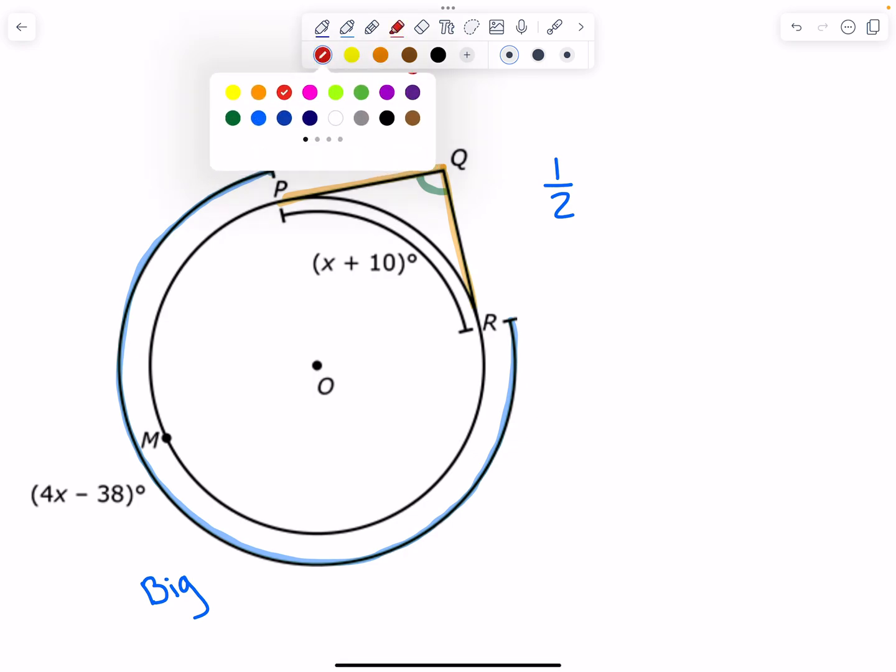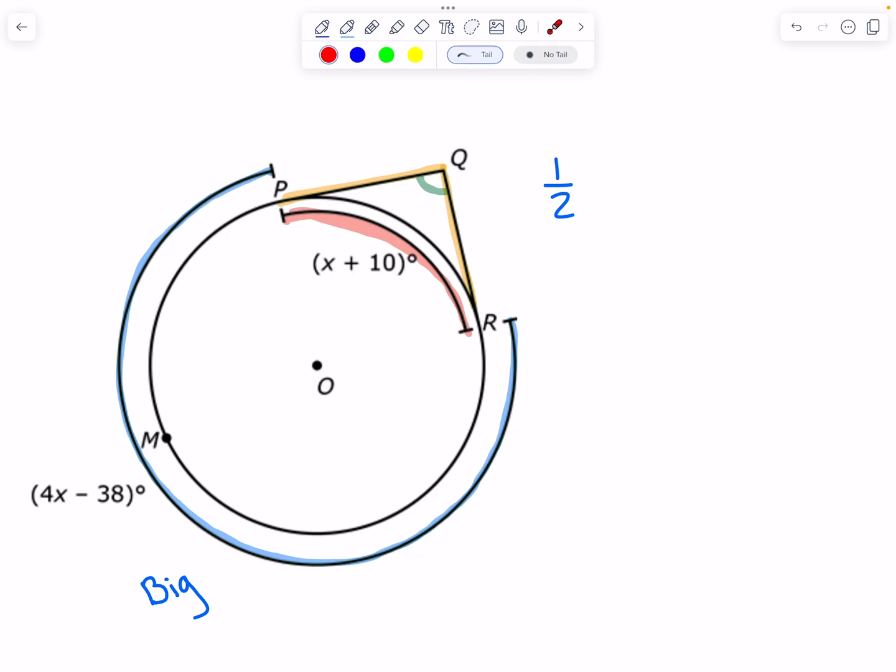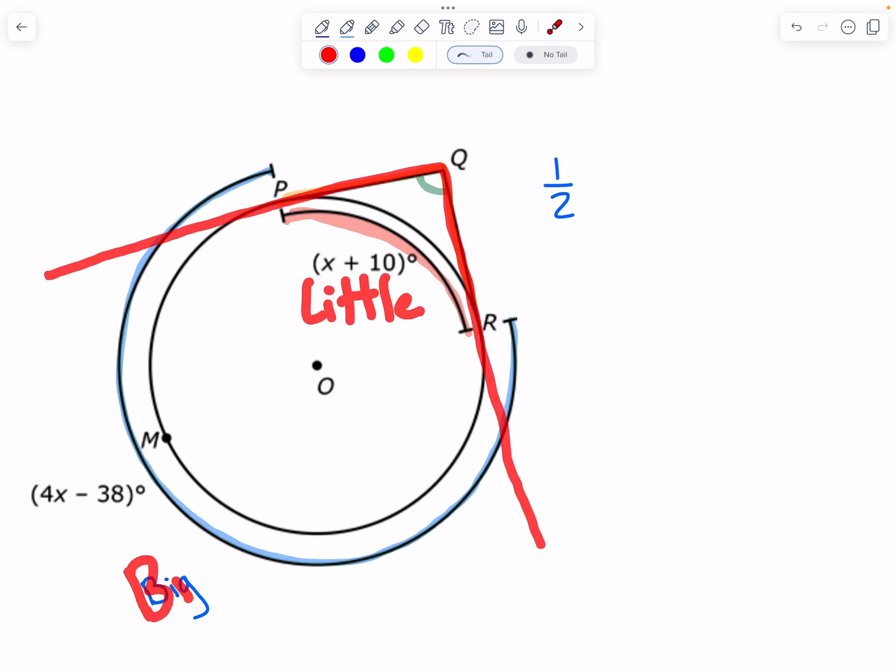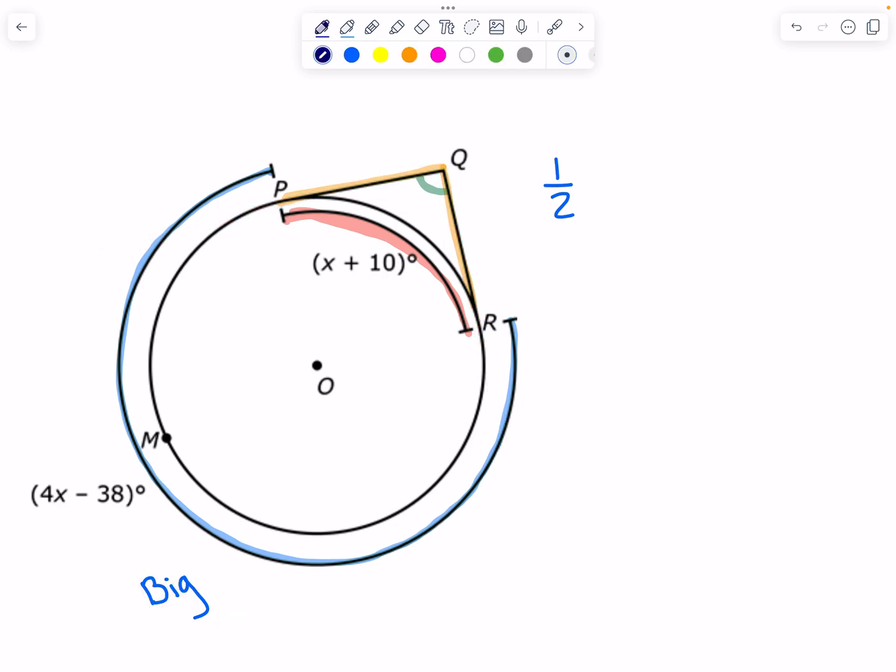Let me get a different color. The little arc is right here. And that is created by these 2 tangents. They cut through the circle right there where it creates this little arc and this bigger arc. And the theorem is that half of the big arc minus that little arc, let me write that in a different color, would equal the angle. So let me write that theorem down. The angle that sits outside the circle, like angle Q, where those 2 tangents meet on the outside, is equal to half of the big arc minus the little arc.